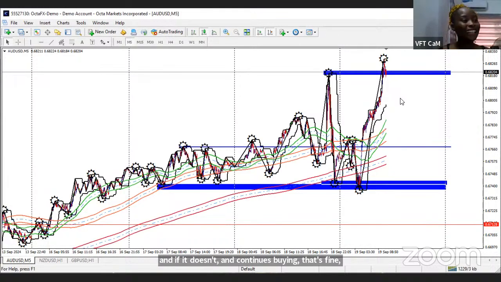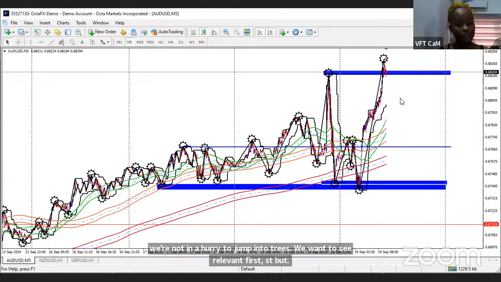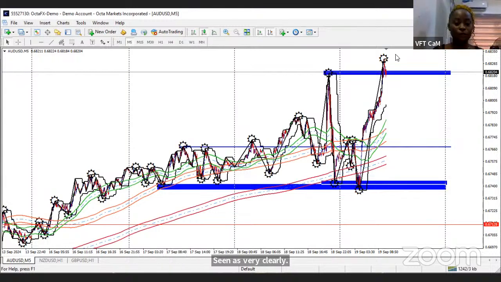But seeing as we're clearly in a risk-on play, there's a possibility that AUD might just continue from here because there's volume, there's volatility. However, I'm going to wait to see if it gets here before I jump into this trade.